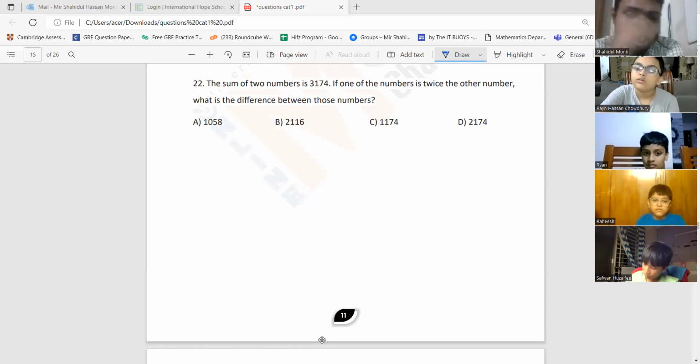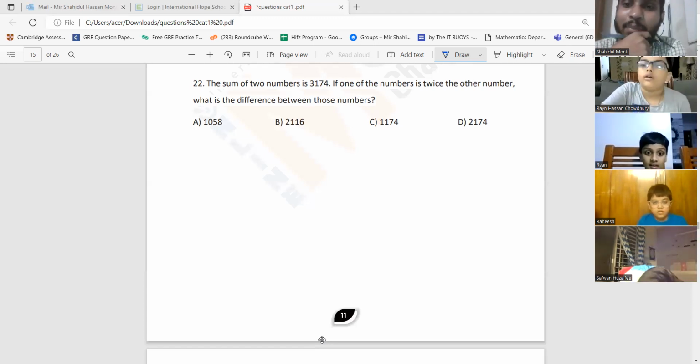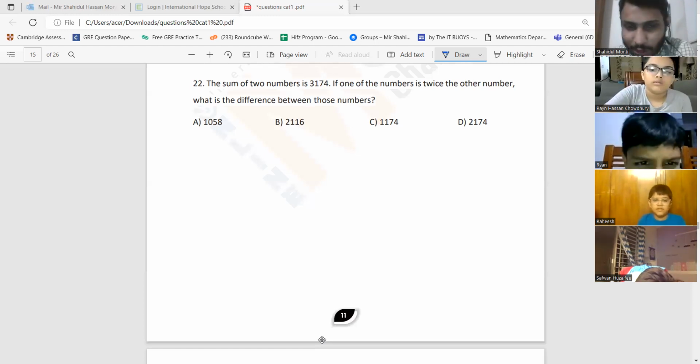So, students, question number 22. The sum of two numbers is 3174. If one of the numbers is twice the other number, what is the difference between those numbers? The sum of the two numbers is 3174. One of the numbers is twice the other number. What is the difference between those numbers?